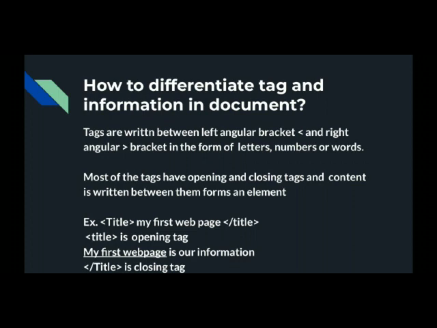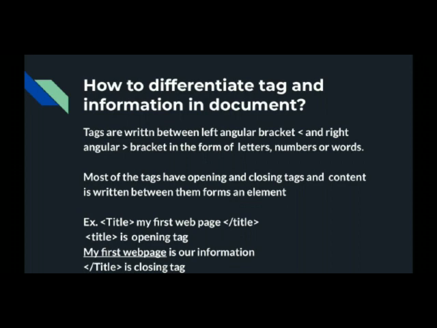Tags are written between a left angular bracket and a right angular bracket in the form of letters, numbers or words. Most of the tags have opening and closing tags, and content written between them forms an element. So to understand it well, we will see the example that is written below.